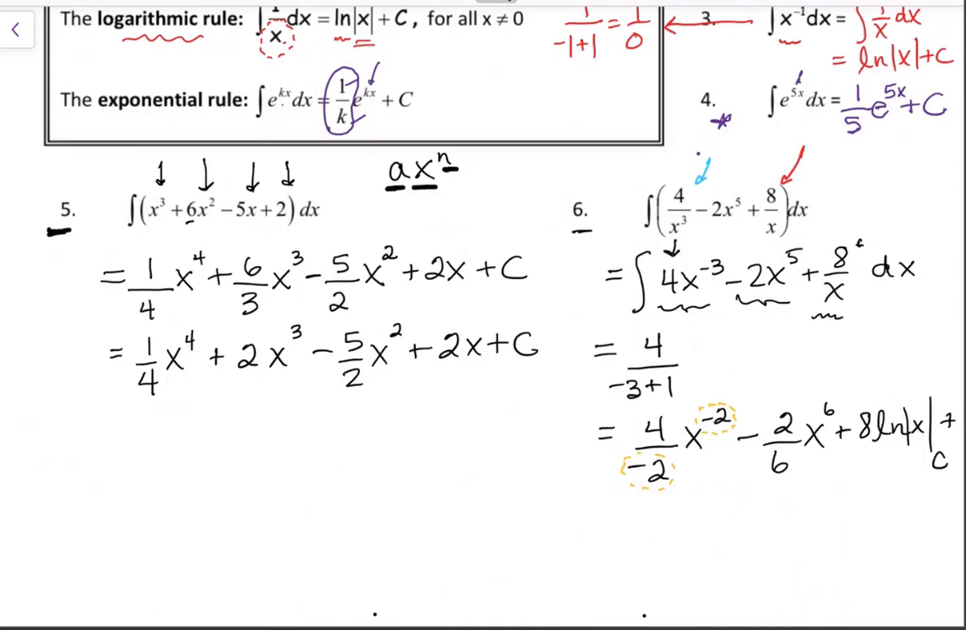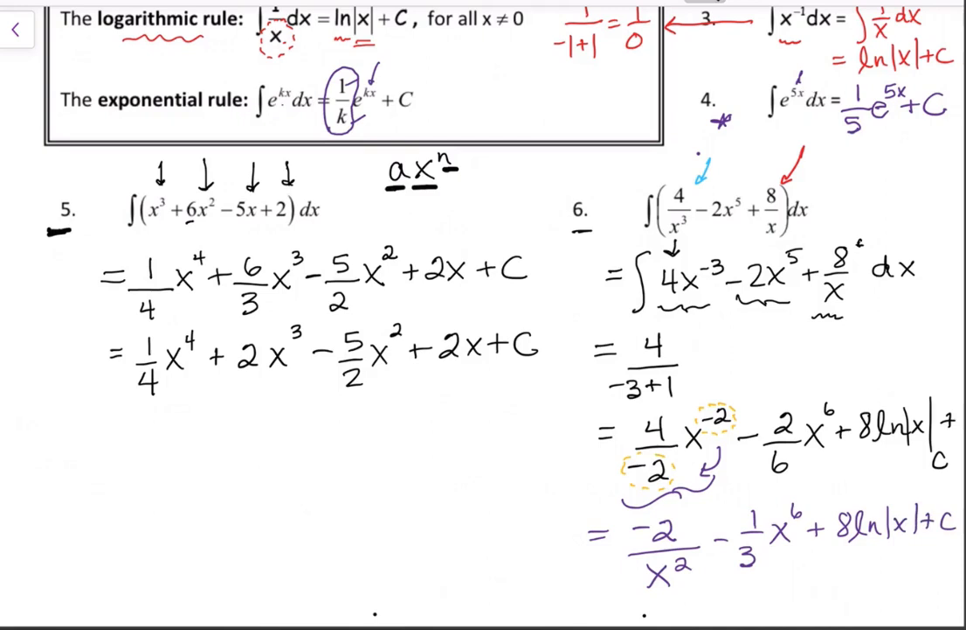Now I want to clean this up a little bit. I want to rewrite coefficients in simplified form, and I want all of my exponents to be positive. So if we rewrite this on this first term here, 4 divided by -2 is -2, but remember I'm going to drop that x to the denominator so that I can make its exponent positive. On the second term, I can reduce 2 over 6 to 1 over 3. And then my ln is fine, my 8 ln absolute value of x, and then my plus c.